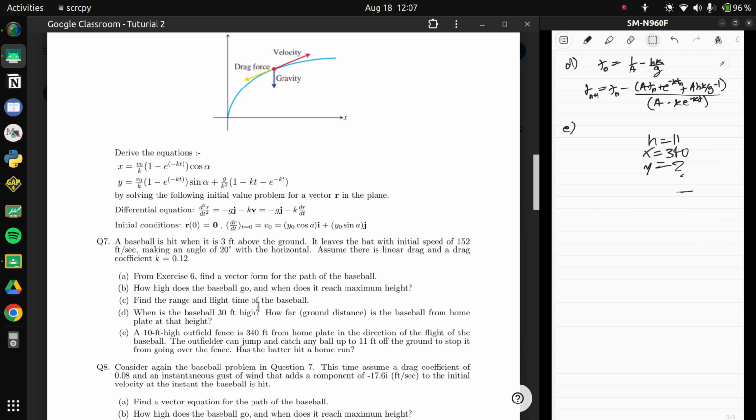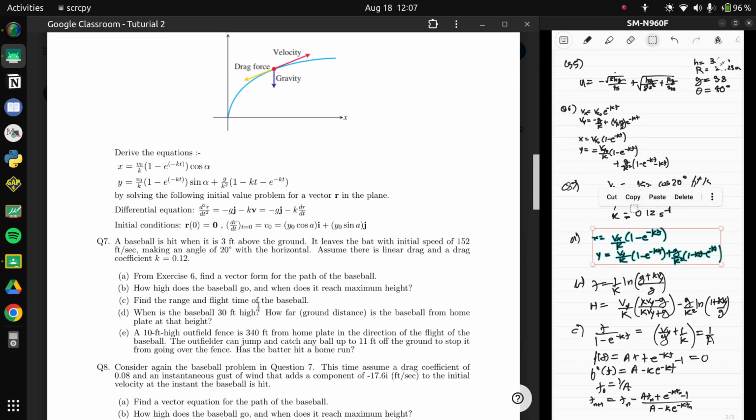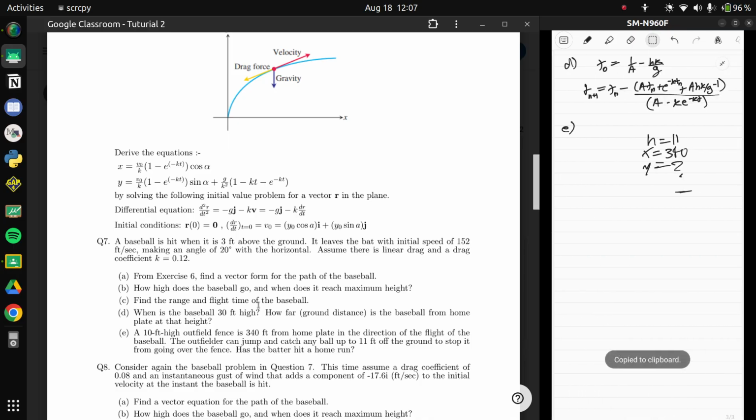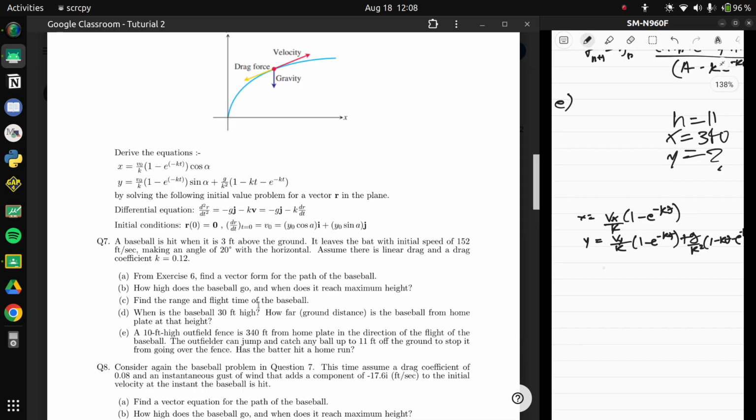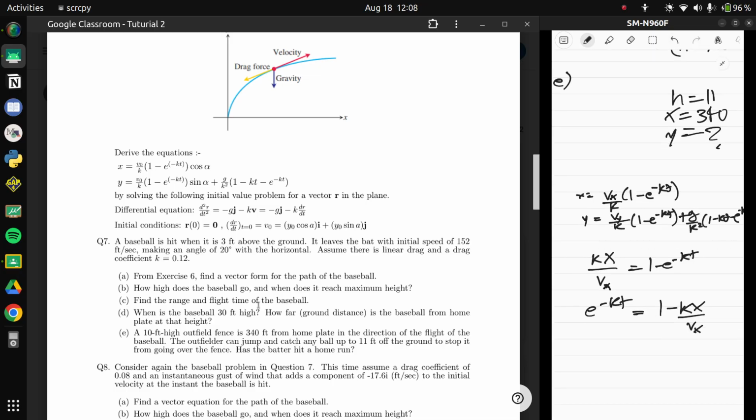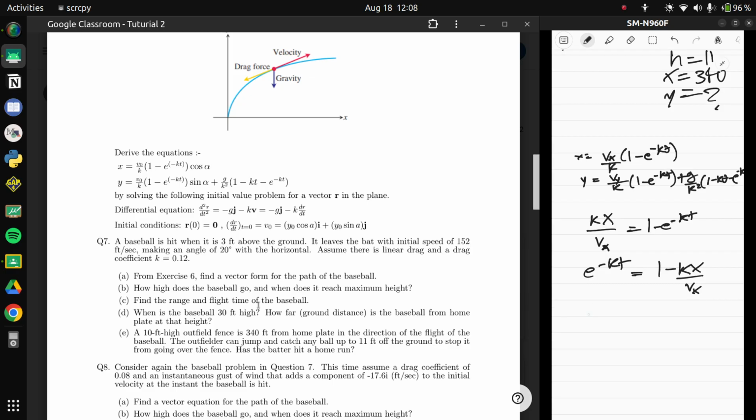Alright, cool. So once again, our equations for motion, those are these. So you're saying that x, which is this quantity, is equal to 340. I mean, it could be any value really. So just got kx upon vx, that's equal to 1 minus e power negative kt. So just got e power negative kt, that's equal to 1 minus kx upon vx. So t is equal to negative 1 upon k, natural log of all of this.